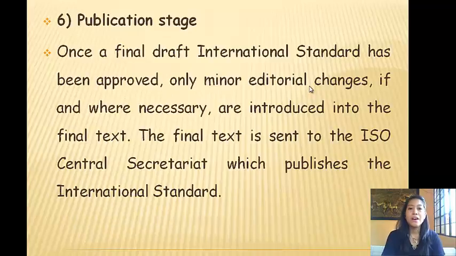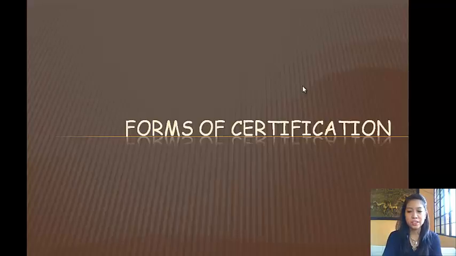Sixth, publication stage. Once the final draft international standard has been approved, only minor editorial changes, if and where necessary, are introduced into the final text. The final text is sent to the ISO Central Secretariat, which publishes the international standard.